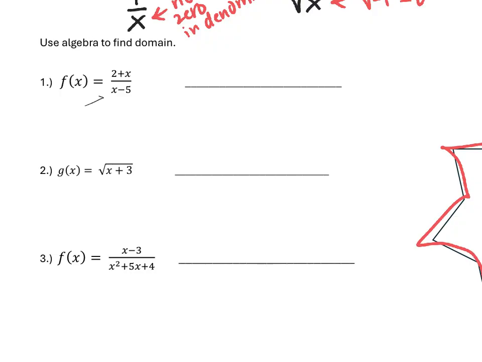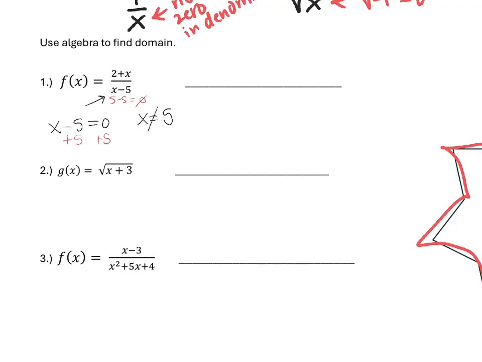In order to figure out the restriction on our domain, we will set this denominator equal to 0 and solve for x, because that's going to tell us what we cannot have in our domain. So we are going to have a problem when x equals 5 in this denominator, because if we plug in a 5, we get 5 minus 5, which equals 0, which we cannot have. So this domain is going to be everything except for 5.